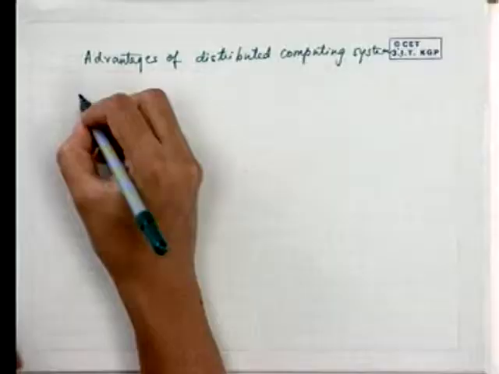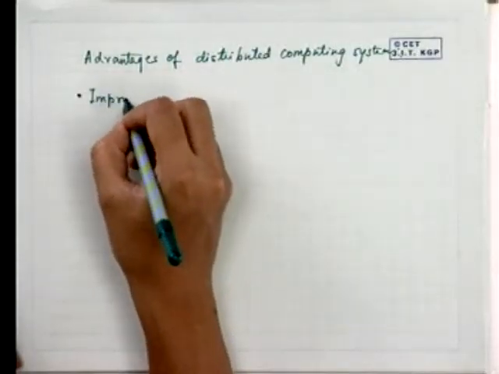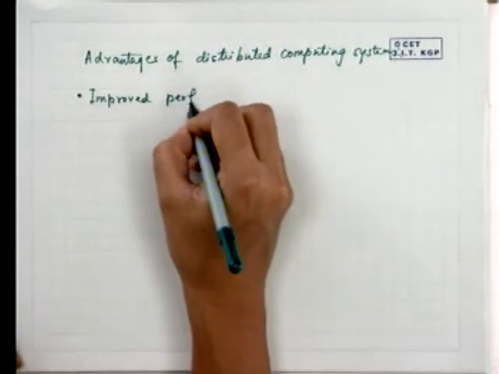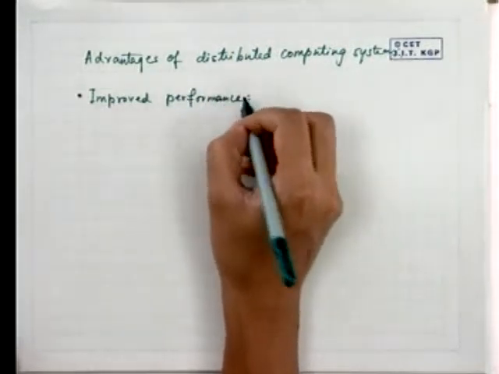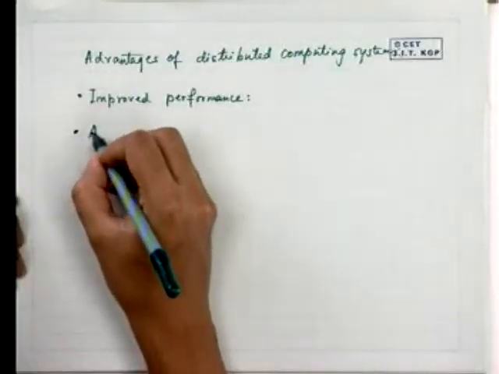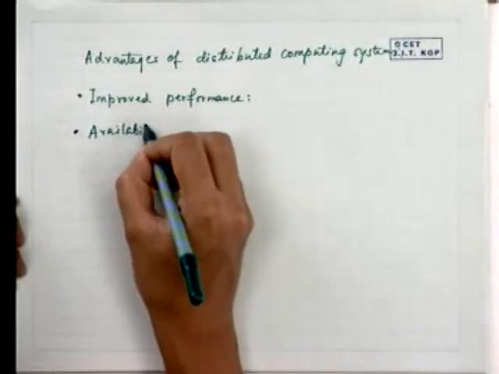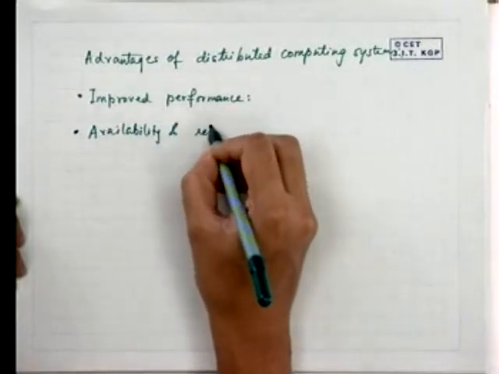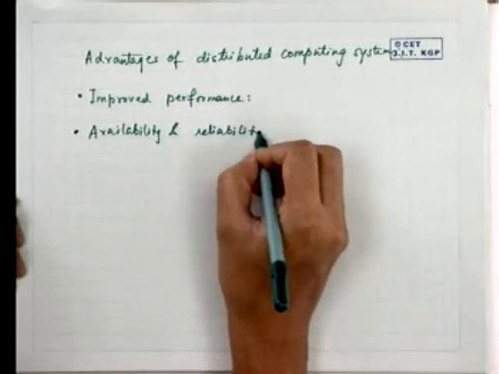Firstly, we have improved performance. That improved performance can come partly from parallel execution. In a distributed computing setting, we can have parallel execution of programs, which gives us improved performance. Secondly, availability and reliability improve. This is because we have distribution of different components to different systems, as well as replication of data and software, which gives rise to reliability as well as availability.